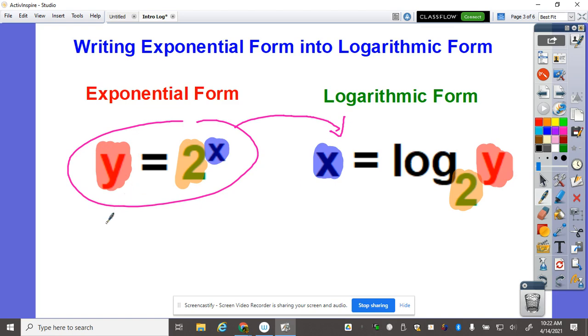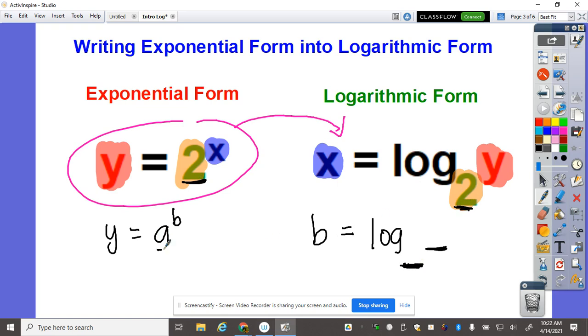So let's see here. If I have y equals, say, a raised to the b power. Again, we copy the exponent. Where's the exponent here? The exponent here is b, so I'm going to write the exponent b is equal to the log, and then there's a subscript. The subscript there is the base. The base here is a, so it's going to be a there, on the bottom. And then the y by itself goes with the log. And that's how you write exponential to log form.